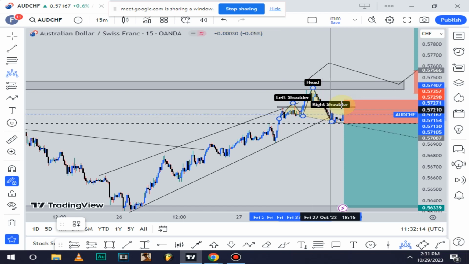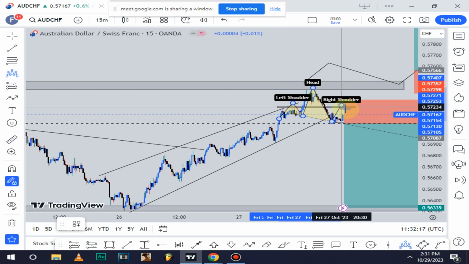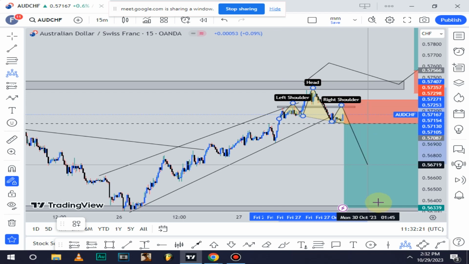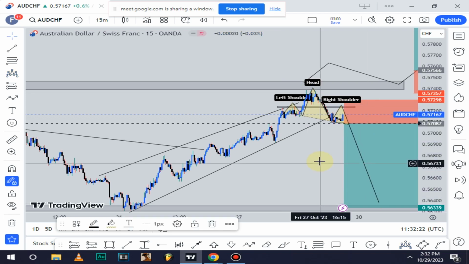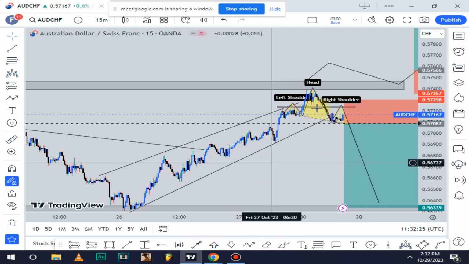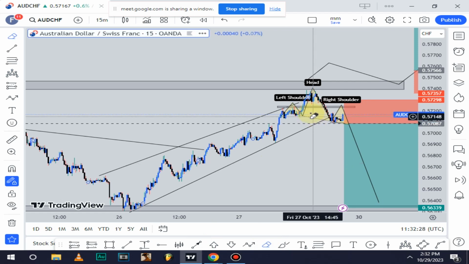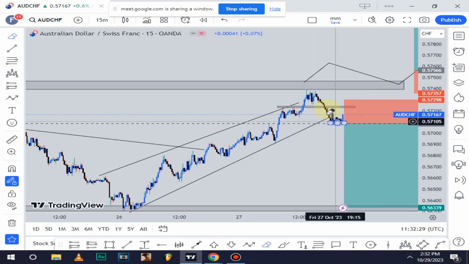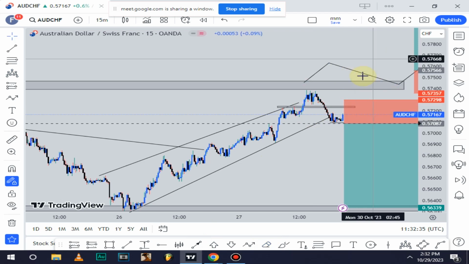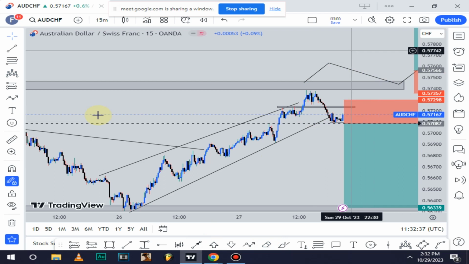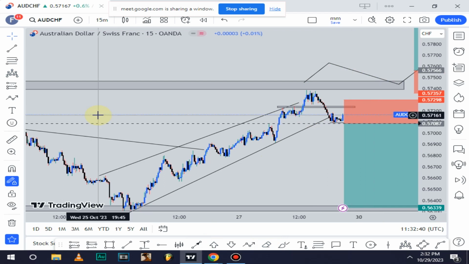So I'm just waiting for price to complete that right shoulder, then probably if it respects this resistance, then that is when you should be going down. That is, I believe, what might happen. And if that does not happen, if price continues going up and breaks out of this resistance, then we should be expecting a buy, that is if it breaks above this zone. Any question?